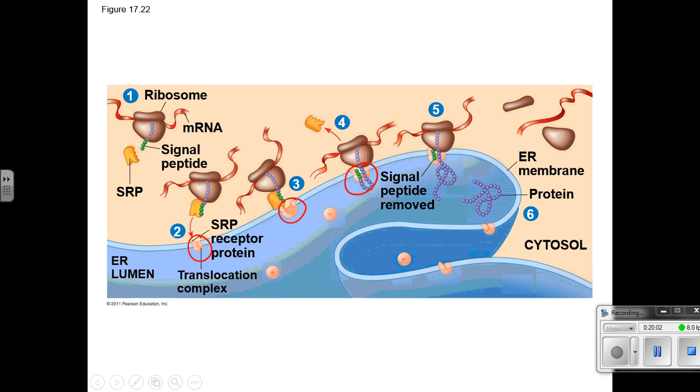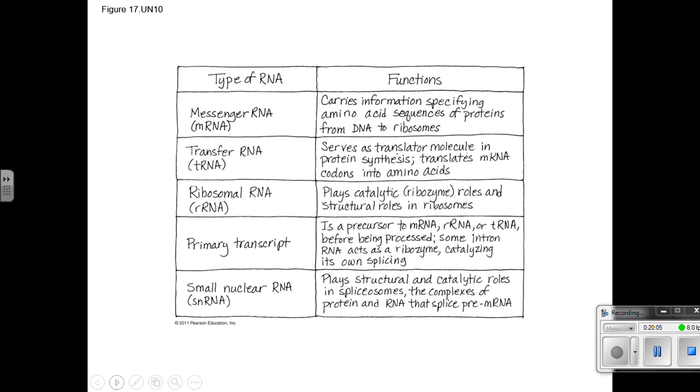We talked about a lot of different types of RNA, so this just summarizes some of those RNAs so you don't get them confused. mRNA is involved in transcription. Transfer RNA is involved in translation. Ribosomal RNA is part of the ribosome structure. We talked a little bit about the primary transcript, remember, the pre-mRNA versus the mature mRNA. And then we also talked about snRNA. These have structural and catalytic roles in spliceosomes, so we're removing the introns and putting together the exons.